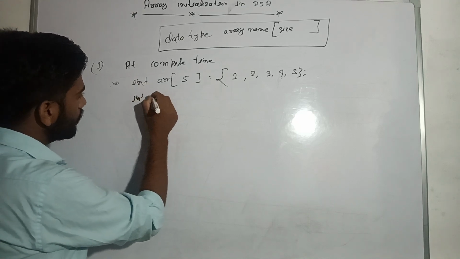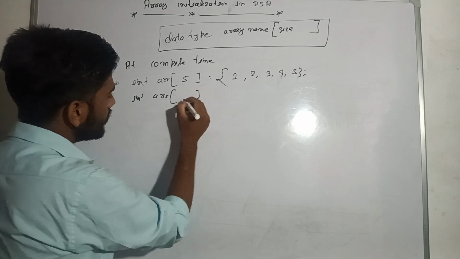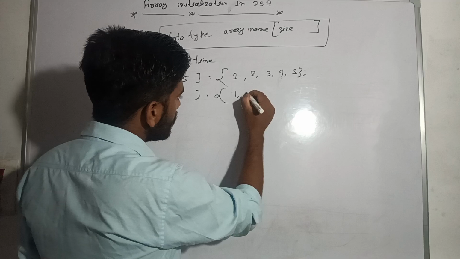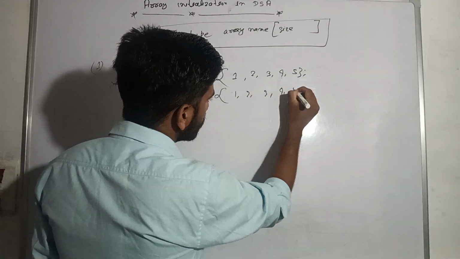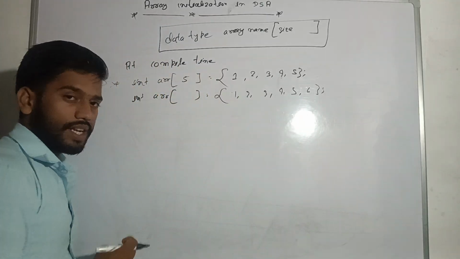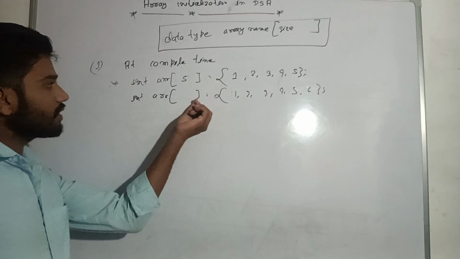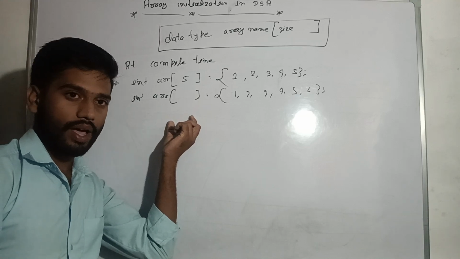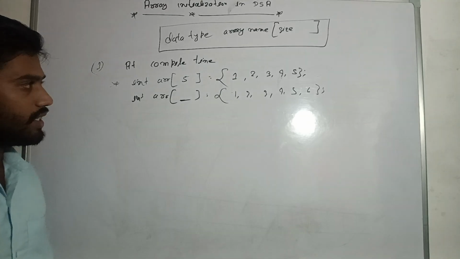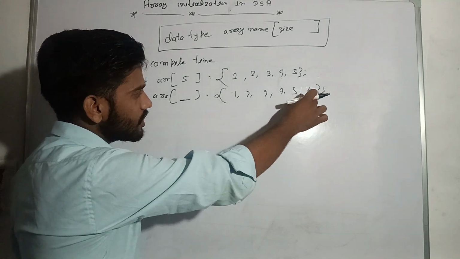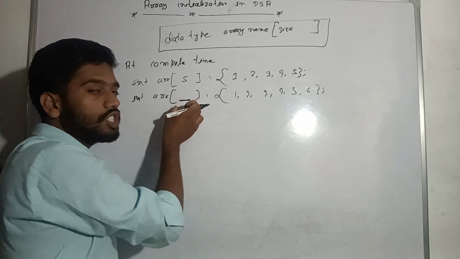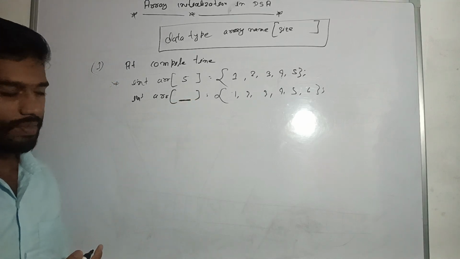If we do not give the size of the array and directly give the array values, then the compiler will calculate the size of the array. Here the compiler will automatically calculate the size of the array. Here the size of the array is 6, so the compiler assumes that the size of the array is 6.